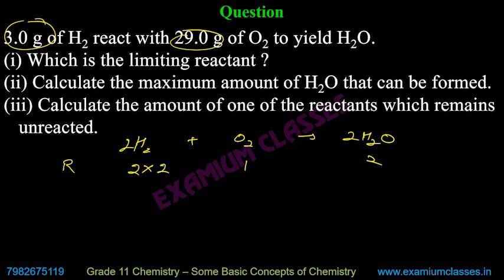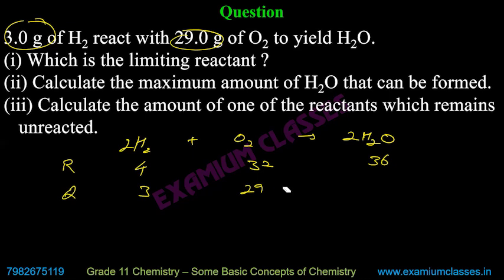2 moles multiplied by molar mass of hydrogen. 1 mole multiplied by molar mass of oxygen. 2 moles multiplied by molar mass of water. And you can see that 4 plus 32 will be 36. That is the law of conservation of mass will hold true. So this is as per the reaction. And as per question, you have 3 grams. I'm writing it 4 grams, 32 grams, 36 grams. As per question, you have 3 gram and 29 gram.